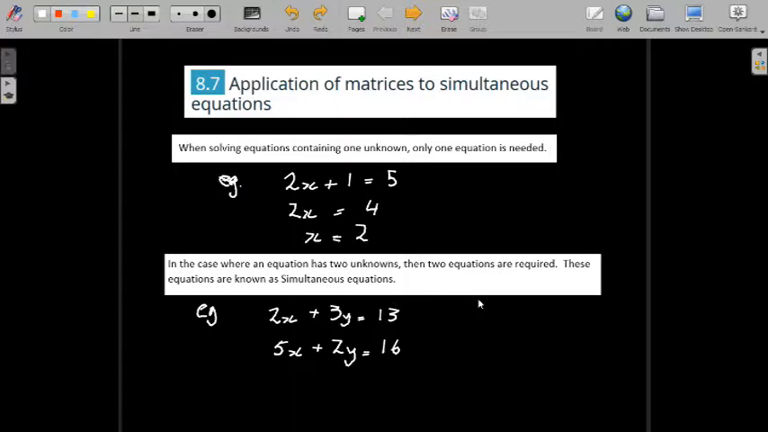Posing the situation where we have two unknowns, so we've got x and y now. To be able to solve this, basically we need two equations, because we've got two unknowns. So we've got 2x plus 3y equals 13 and 5x plus 2y equals 16. Because we've got two equations and two unknowns, we'll be able to solve that. And what we're going to look at in this video is how we use matrices to solve these simultaneous equations.